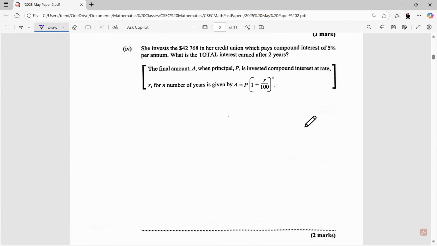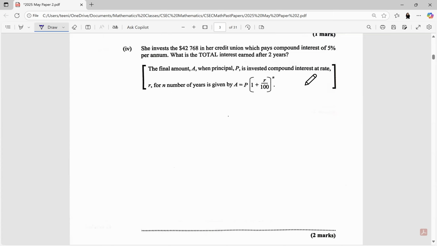So let's look at this question. She invests the $42,768 in her credit union, which pays compound interest of 5% per annum. What is the total interest earned after 2 years? The final amount, A, when principal P is invested, compound interest at rate R for n number of years is given by amount is equal to principal multiplied by 1 plus R over 100 raised to the power of n. So this is the formula to calculate the final amount when using compound interest.